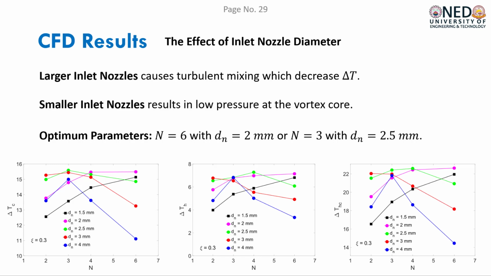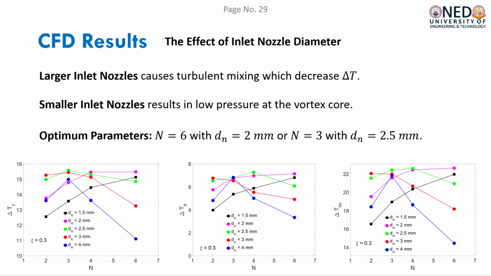Also, there is a slight difference when 6 nozzles are selected with 2 mm diameter, and it can be observed that for all the trends of temperature differences, 6 nozzles with 2 mm diameter is the better configuration. The reason for this intermediate selection of nozzle size is turbulent mixing from greater nozzle diameter and rapid flow expansion from smaller diameter.